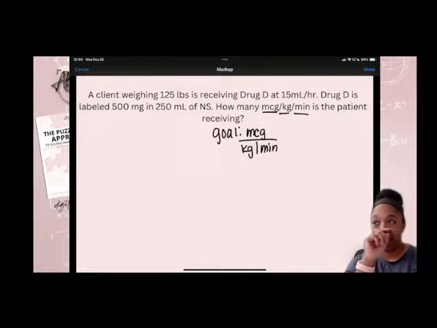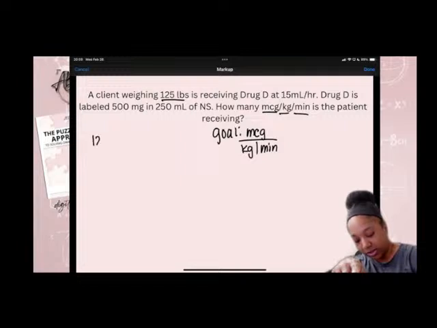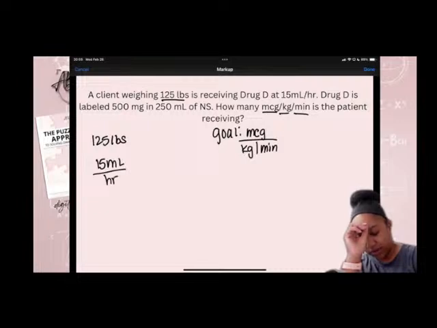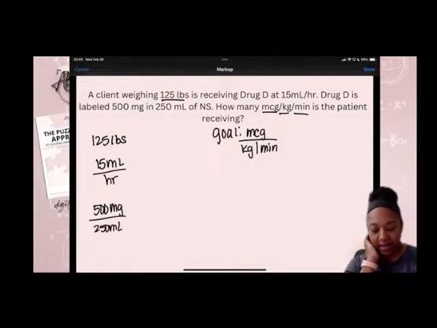I know I'm going to have something that's got a weight in it because I can see kg in my goal. I need something with time in it, and I've got to get something with milligrams, micrograms, or grams because I see microgram in my goal, right? So, let's just go through it. 125 pounds, that's by itself. Something's going at 15 milliliters per hour. The medicine itself is 500 milligrams and 250 mLs, and that's all I got, right? So, what's together stays together.